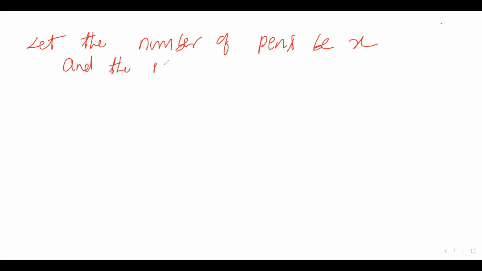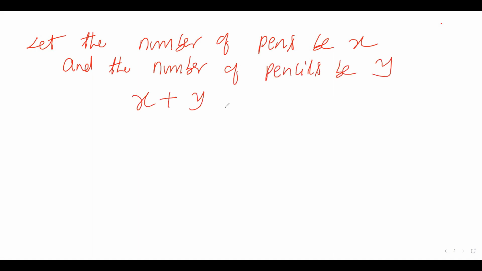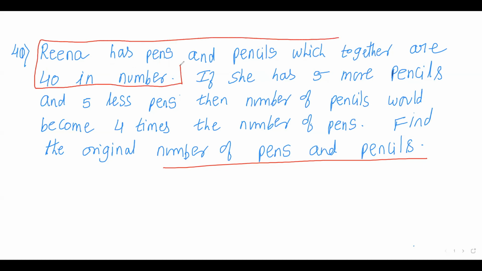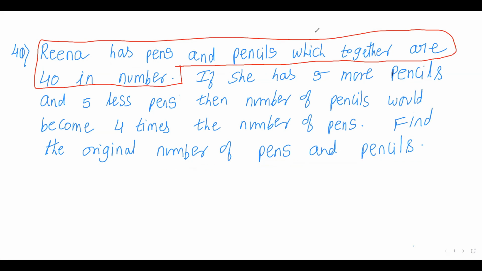and the number of pencils be y. Together, pens and pencils together are 40. So we got one equation from the first sentence itself. So we need to get one more equation. Okay, first sentence is done. We got one linear equation from the first sentence. Now let us carefully read the rest of the question.